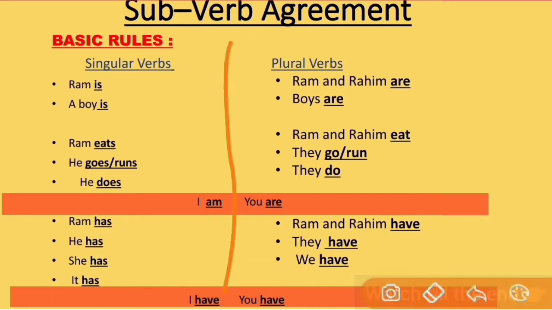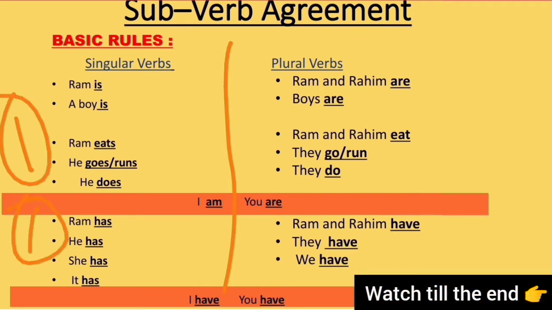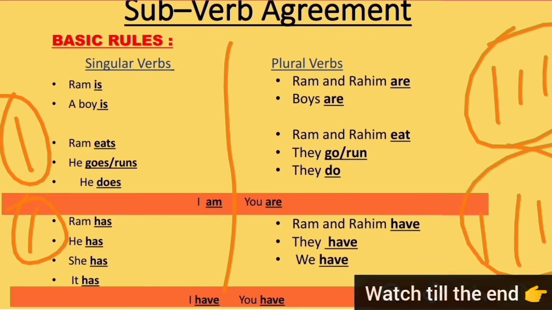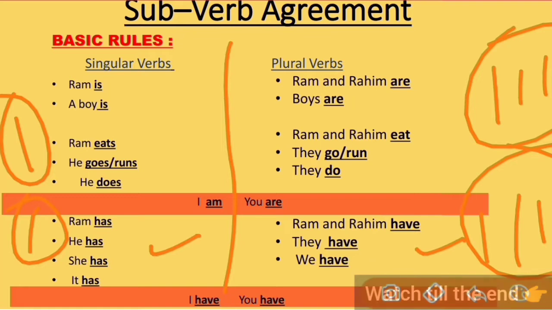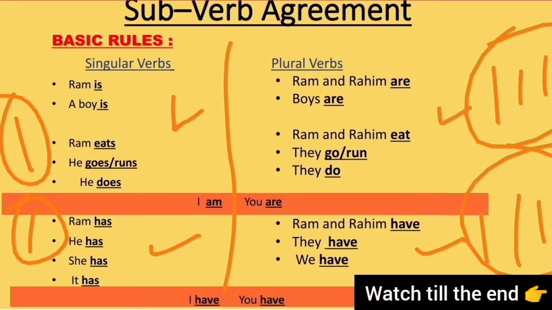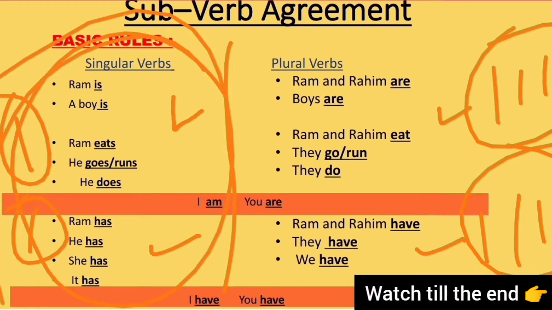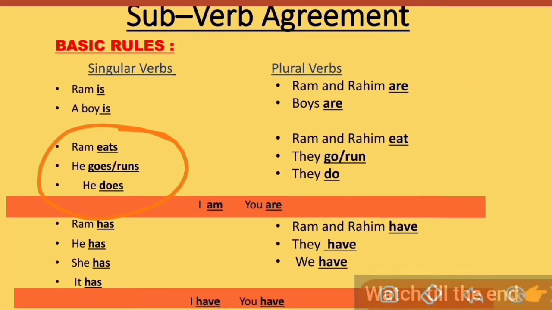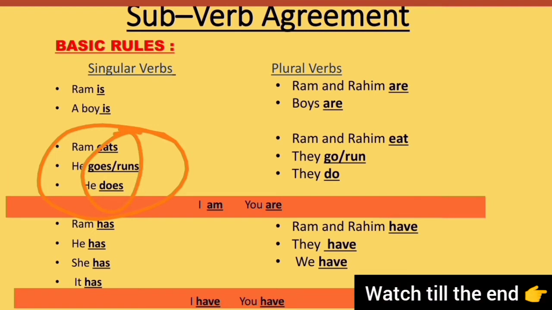So this side is for single person, and this side is for plural person, plural noun. It takes has, it takes have, it takes singular verbs, it takes plural verbs. During the class, whenever I will say singular verbs, you must remember these verbs. Only third person and singular number take s or es with the verbs in simple present tense.